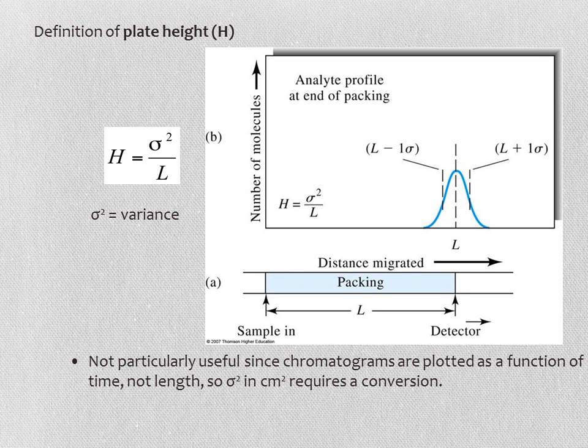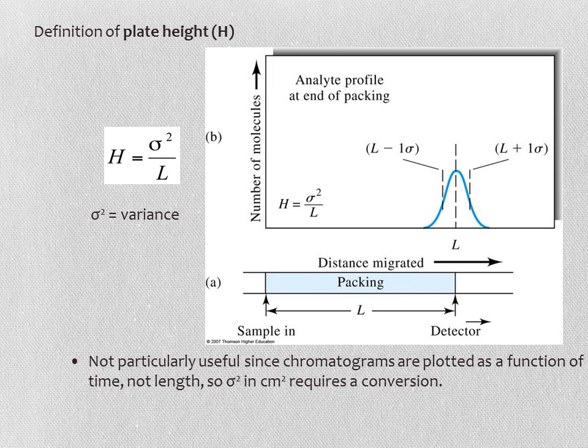So how do we define plate height? Well, in the graph here, we see this Gaussian peak that has eluted at a certain distance through the column. And so we're now talking about distance. L is the length of our column. And we can look at plus or minus 1 standard deviation from that Gaussian distribution and define our plate height as the standard deviation squared, or variance, divided by the length.